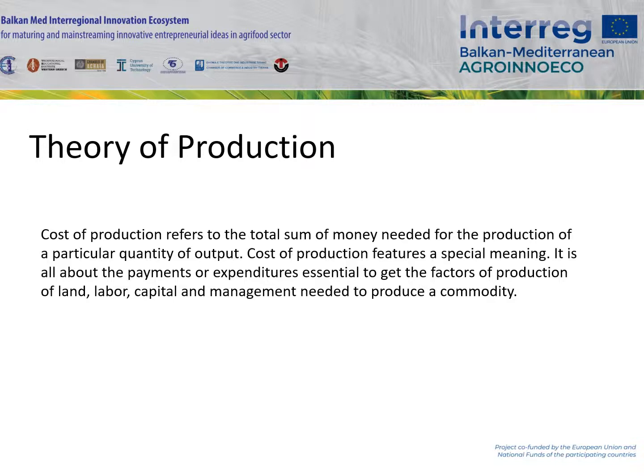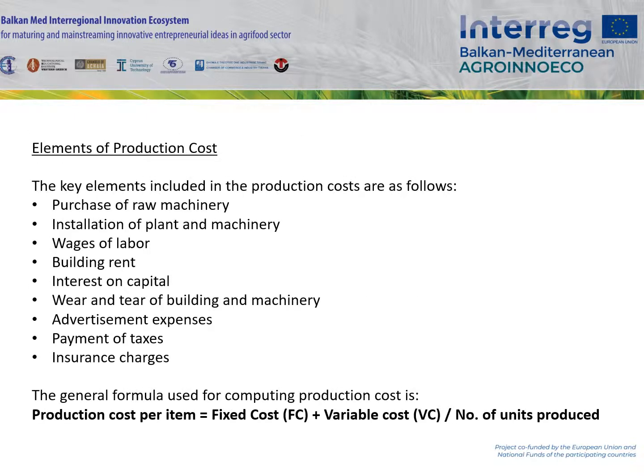Theory of production. Cost of production refers to the total sum of money needed for the production of a particular quantity of output. Cost of production has a special meaning. It is all about the payments and expenditures essentially needed to get the factors of production of land, labor, capital, and management needed to produce a commodity.